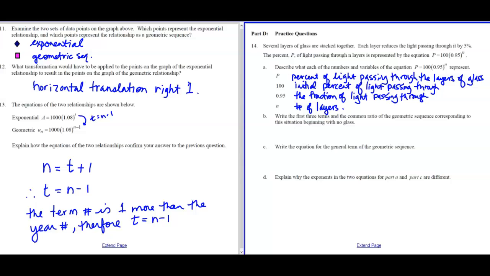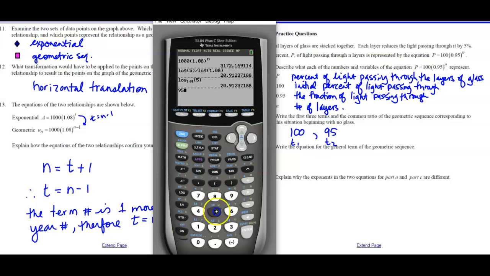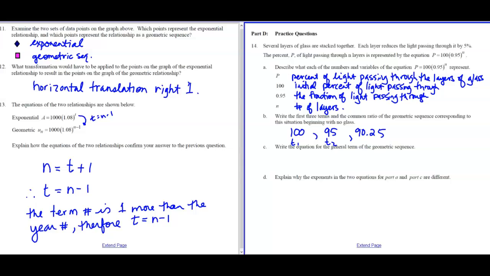Okay, write the first three terms and the common ratio of the geometric sequence corresponding to the situation beginning with no glass. Okay, so when n equals 0, we get our first term, right? So that's T1 or U1. Okay, but that's when n equals 0. So this n is the number of layers. It's not the term value, right? So sometimes variables are used in different ways, right? Then the next one would be 95. Then what's 95 times 0.95? Okay, so that's the first three terms.